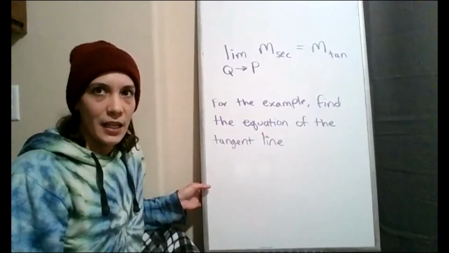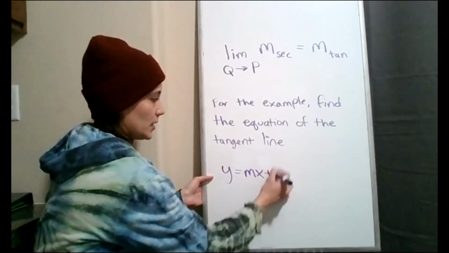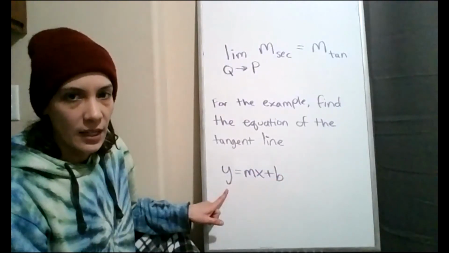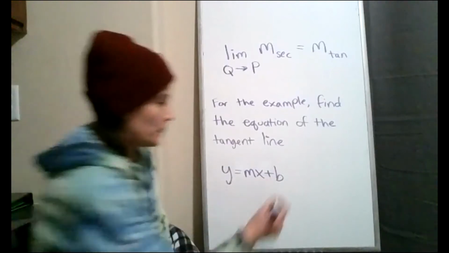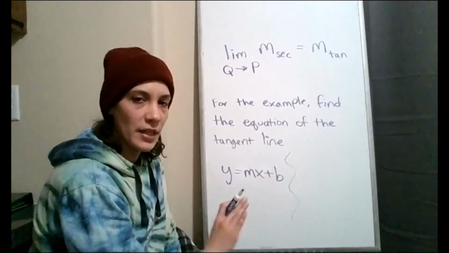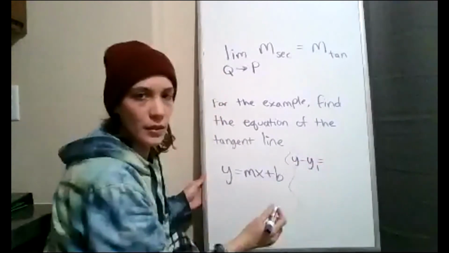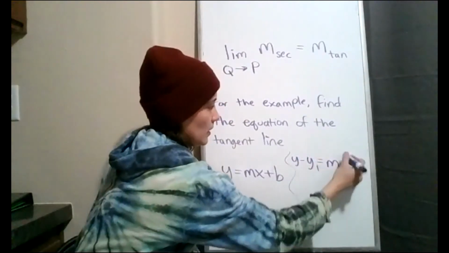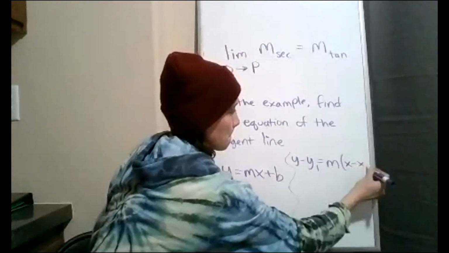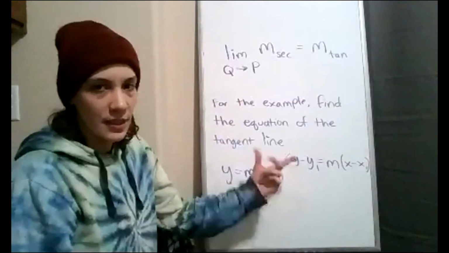So I like this form, y equals mx plus b. We know the slope and we have a point, 2, 8, but you can also use the form where you do y minus y1 equal to the slope times x minus x1. We'll give both a try. I'm going to start with this one, and we'll do that one. It's going to be the same answer.